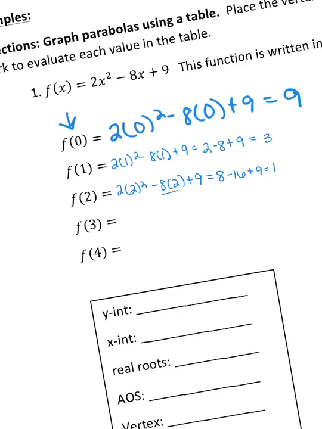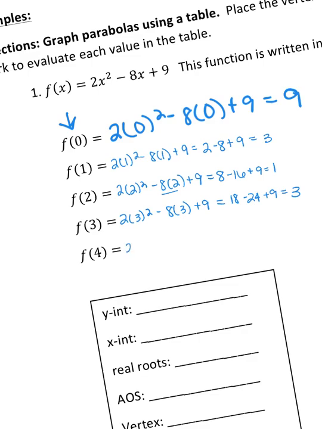We're going to evaluate f of 3. So 2 times 3 squared minus 8 times 3 plus 9. 3 squared is 9. 9 times 2 is 18. 8 times 3 is 24, so minus 24 plus 9. So we've got 18 minus 24 is negative 6 plus 9 is a positive 3.